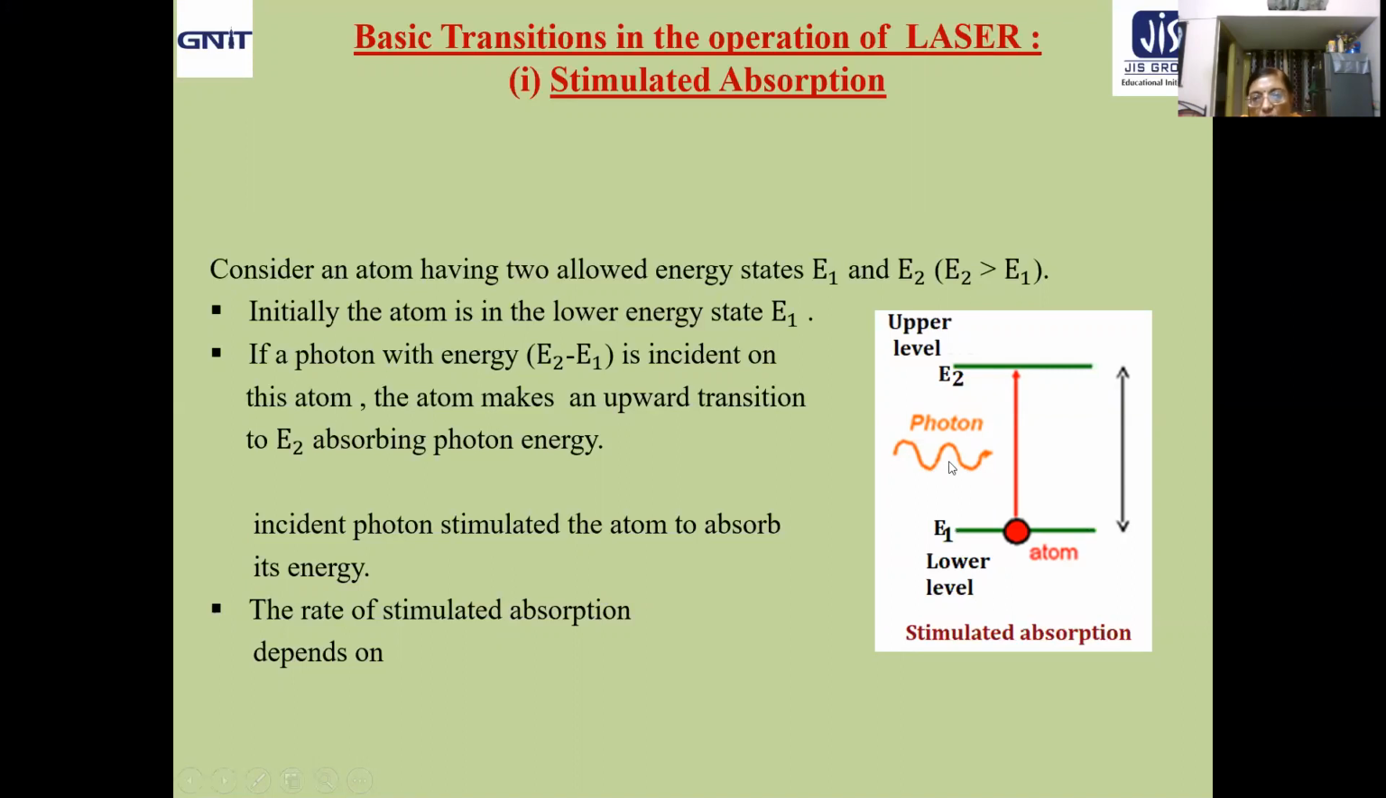E1 plus E2 minus E1, because the energy of the photon is E2 minus E1 and atom's energy in the lower energy state is E1. So now after absorbing the energy of the photon, atom's energy is becoming E2. So the atom will be in the upper energy level.